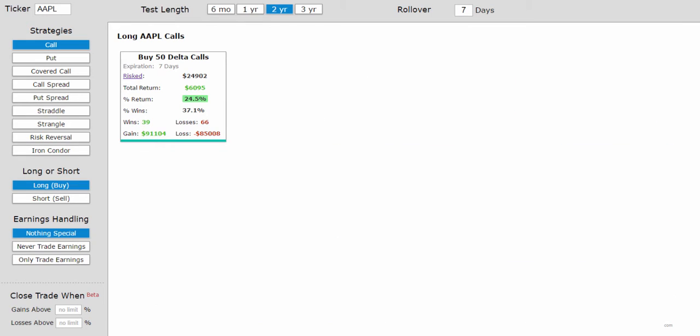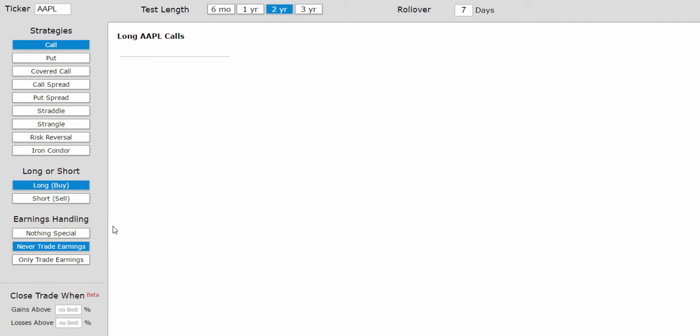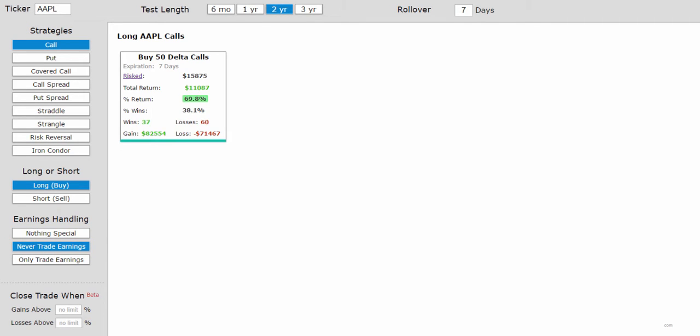All right, the next thing I do very quickly is I decide if I want to trade earnings or not. So I go to never trade earnings and I see what happens if I just take the earnings events out. And so we can see a pretty dramatic increase here. We went from a 25% winner to a 70% winner, and I'm taking less risk.